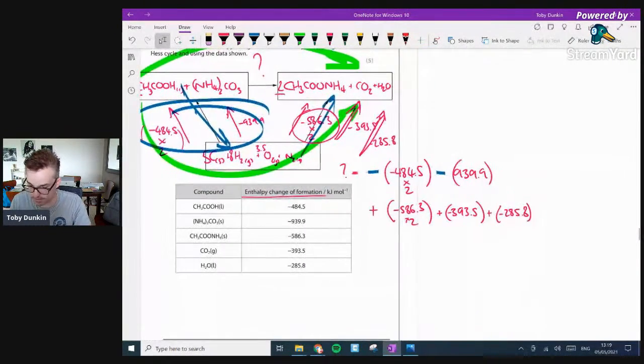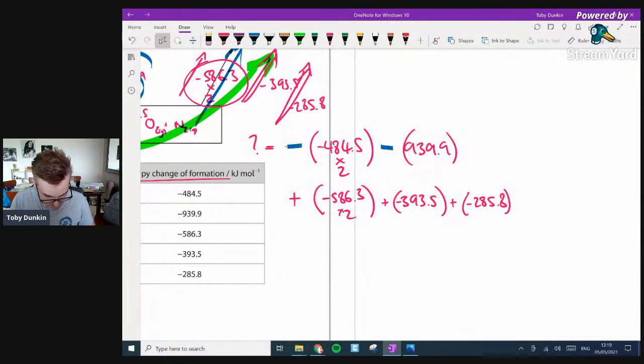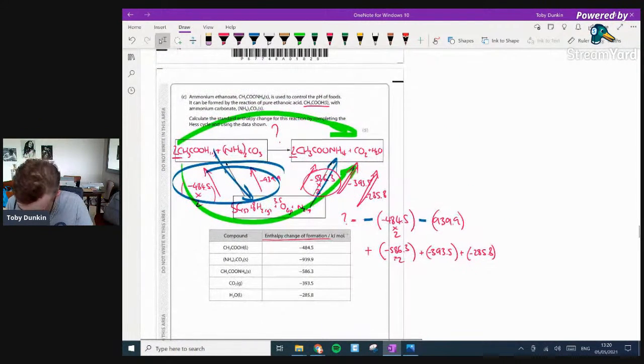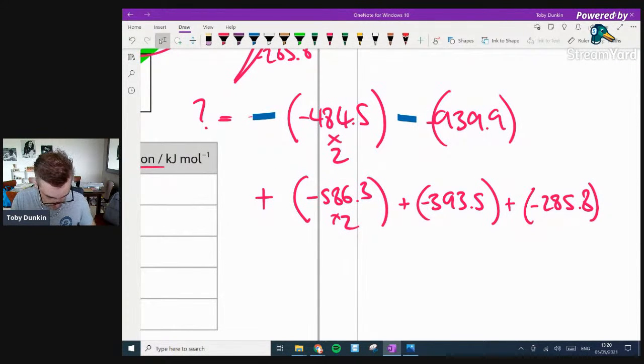Yeah. So just run that through my calculator exactly as it is. Against us, brackets, minus 484.5 times 2, close brackets. Against us, brackets, that's a minus, isn't it? Yeah, it's so easy to forget a minus. Minus 939.9, close brackets. With us, open brackets, minus 586.3 times 2, close brackets. With us, open brackets, minus 393.5, close brackets. With us, open brackets, minus 285.8, close brackets. So easy to make mistakes.